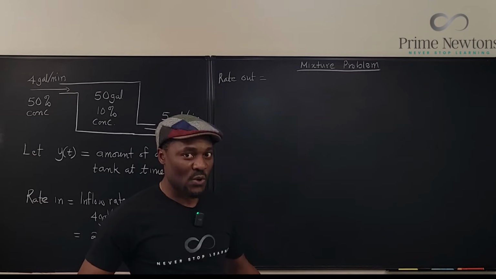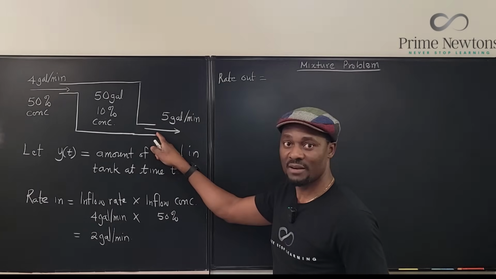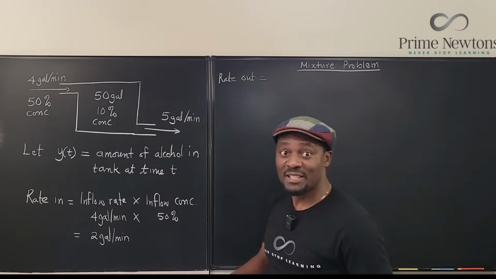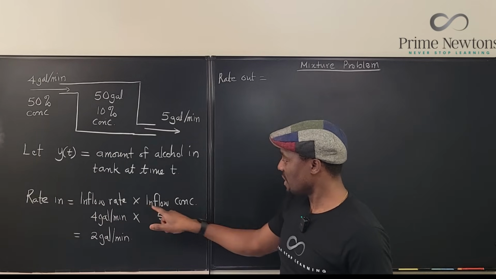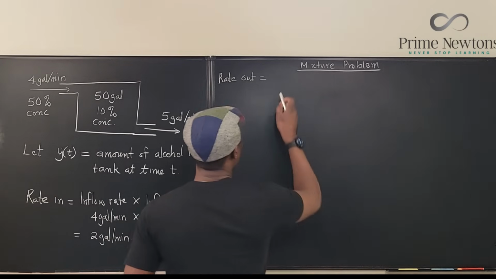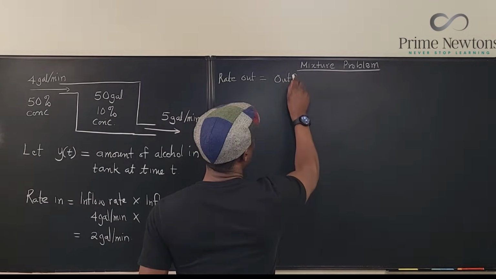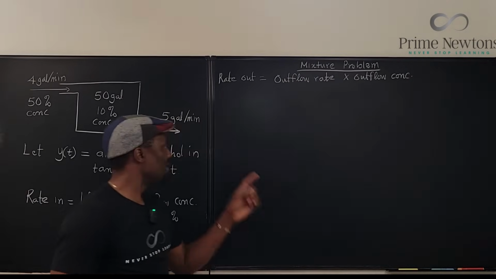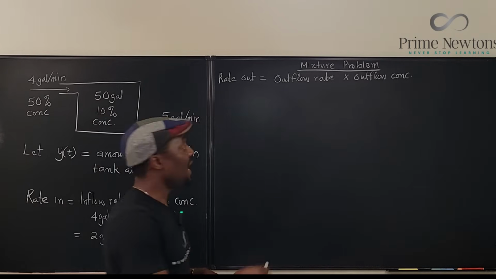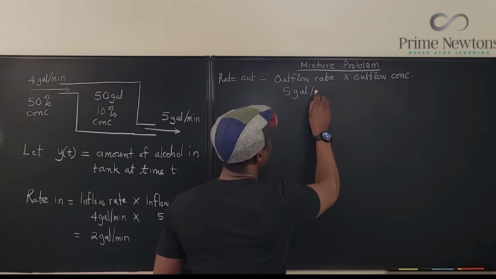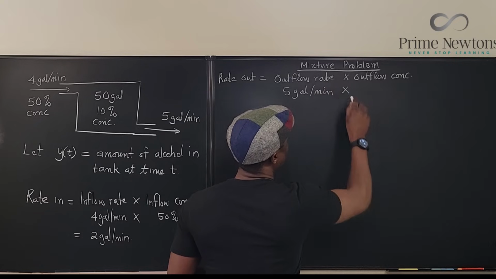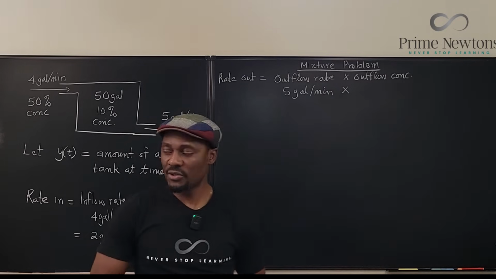So how much alcohol is going out from here? Well, it is basically the same formula. Outflow rate times outflow concentration. Let's write it. What is the outflow rate they gave us? It's 5 gallons. 5 gallons per minute. What is the outflow concentration?